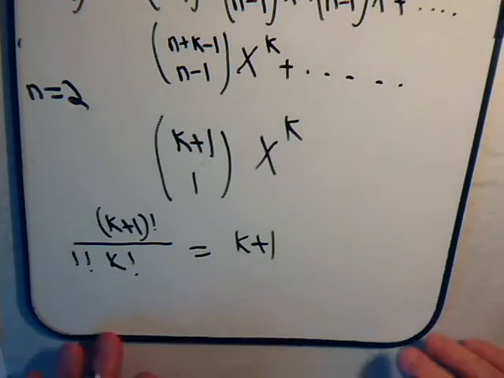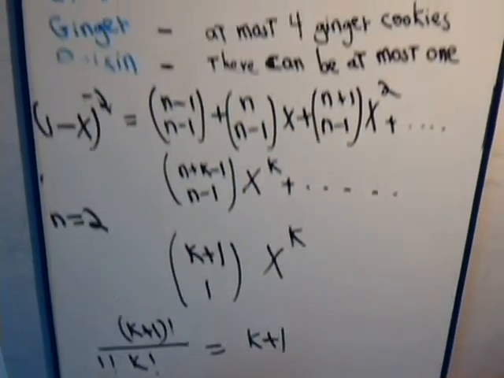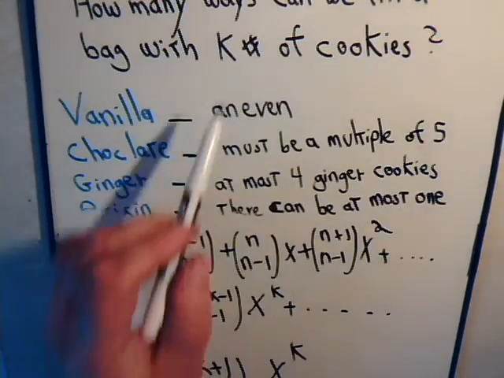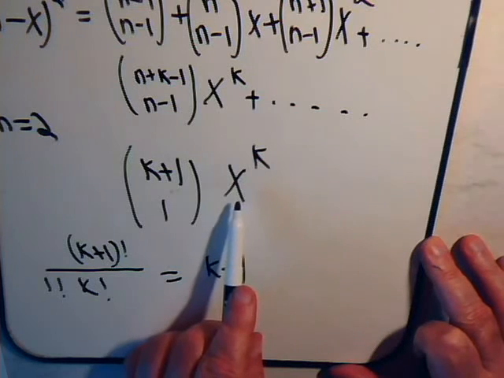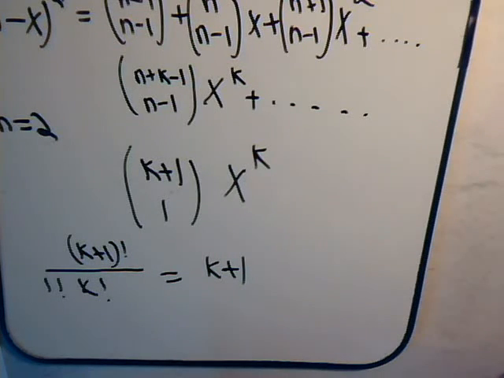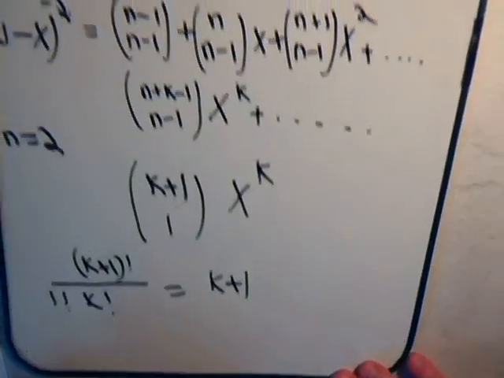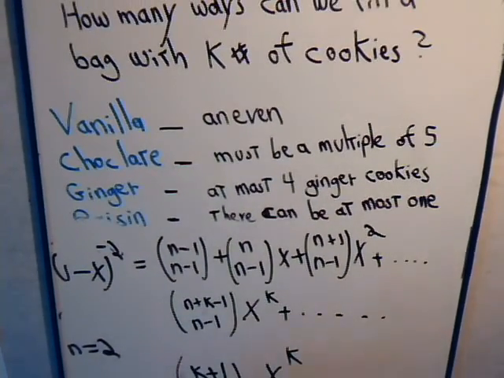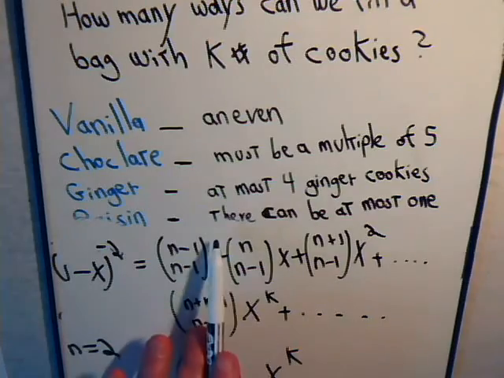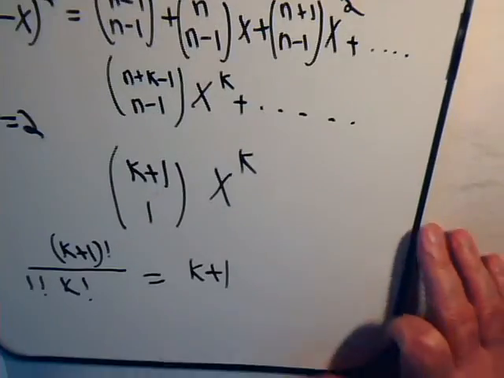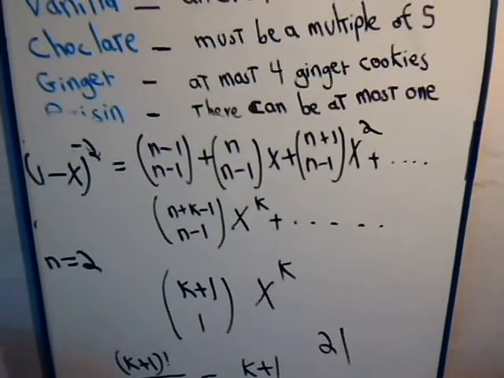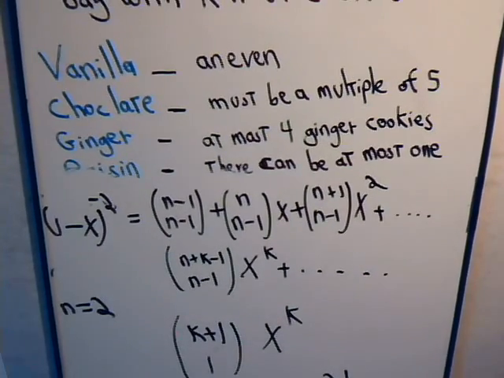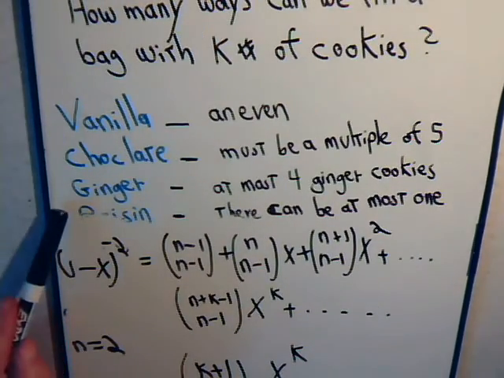So there it is, the number of ways that we can fill the bag with k cookies is k plus 1. That's the coefficient of x to the k. So for example, if we wanted to know how many ways we can fill a bag with 20 cookies subject to all these constraints, the answer would be 21. So this is a demonstration then of how powerful generating functions are in solving complicated problems.